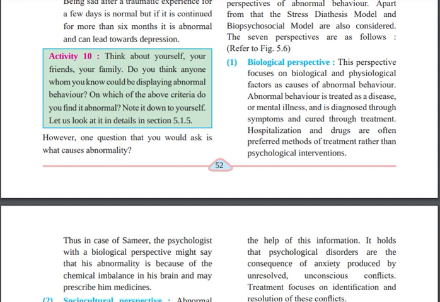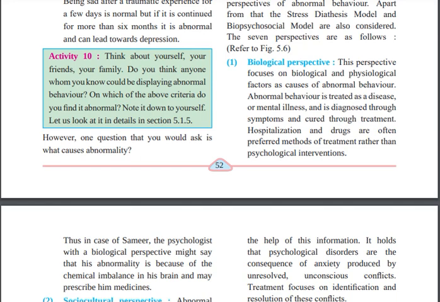This perspective focuses on biological and physiological factors as the cause of abnormal behavior. Biology means body. This perspective believes that the abnormal behavior of a person actually happens because of biological changes, physiological changes. That's why the person is behaving abnormally. Abnormal behavior is treated as a disease or mental illness and is diagnosed through symptoms.